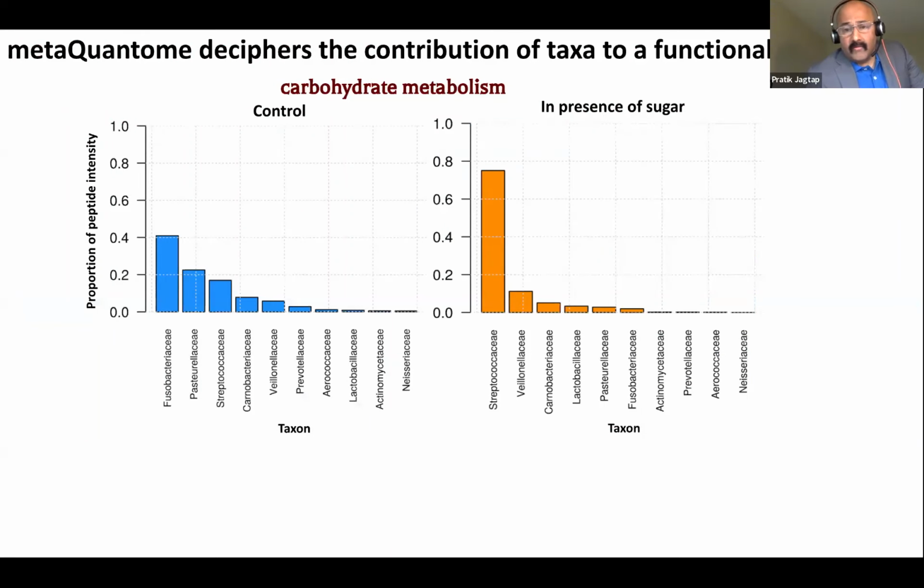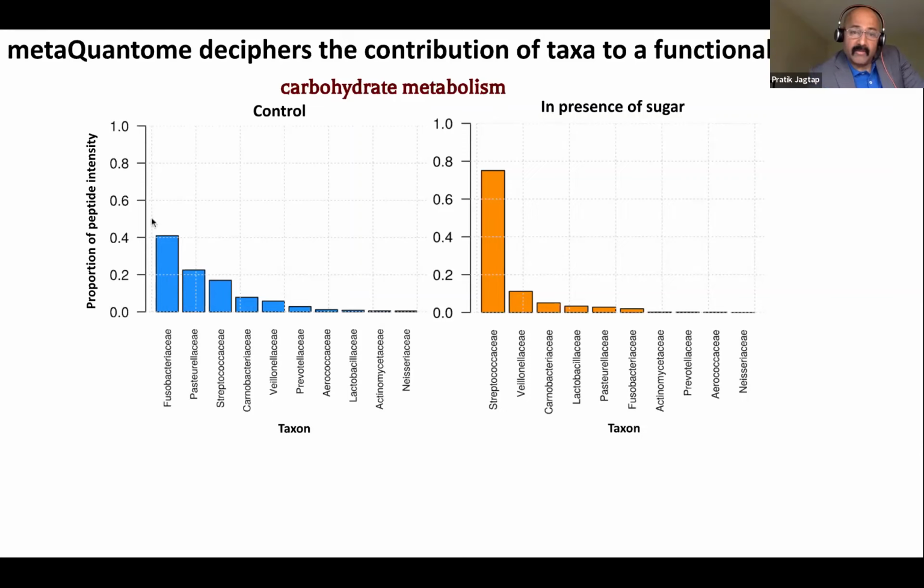One of the advantages of using Metaquantome is that not only does it help you understand what functions are differentially expressed, or which protein or taxonomy is differentially expressed, but you also can ask questions such as, if I'm interested in a particular function, let's say carbohydrate metabolism, what are the different bacteria that contribute to this? So for example, if you just look at the carbohydrate metabolism in control, what is the composition of taxonomy?